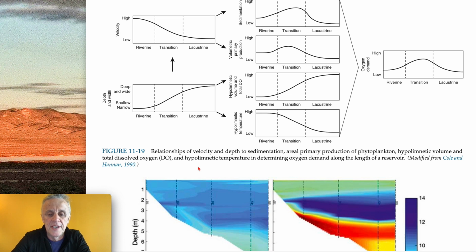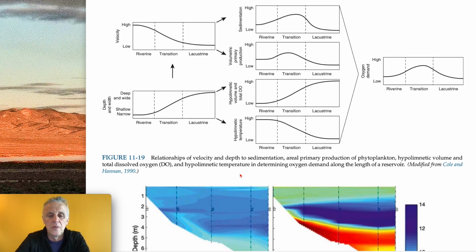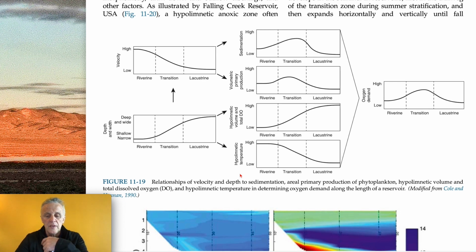Let's review Figure 11-19. Relationships of velocity and depth to sedimentation, areal primary production of phytoplankton, hypolimnetic volume, and total dissolved oxygen, and hypolimnetic temperature in determining oxygen demand along the length of a reservoir. So this is a transect along the length of a reservoir. First we're looking at velocity, from riverine to lacustrine, from a river to a lake. So it's high in the river, and in the transition zone, it transitions to lower in the lake.